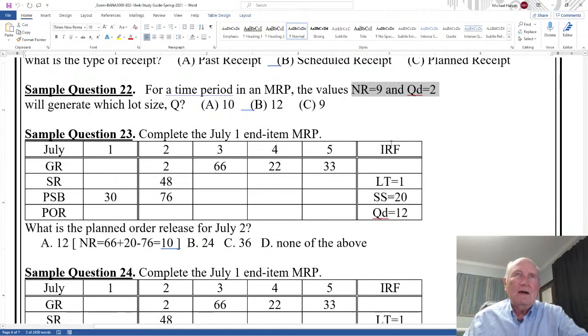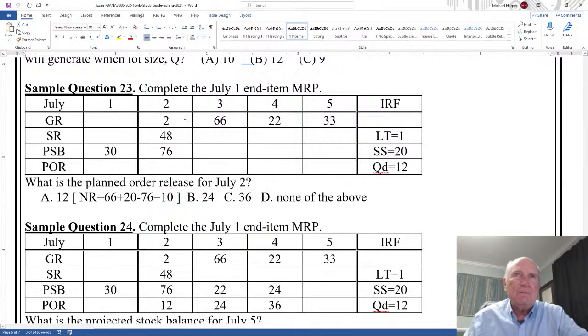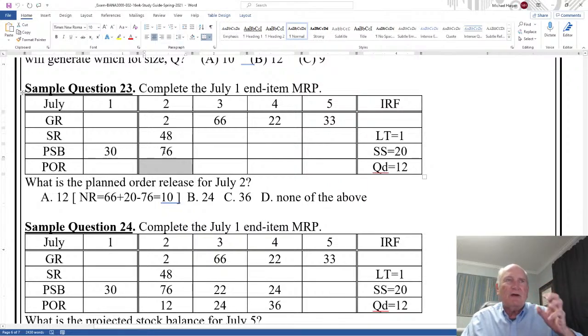Okay. So number 23, complete the July 1st end item MRP. Well, when you do this, be careful. Look at the question. What is the planned order release for July 2nd? So all I care about is that cell right there. That's all I want. You don't have to generate the whole thing. And what I mean by complete to July 1st is begin completing it and then find the answer.